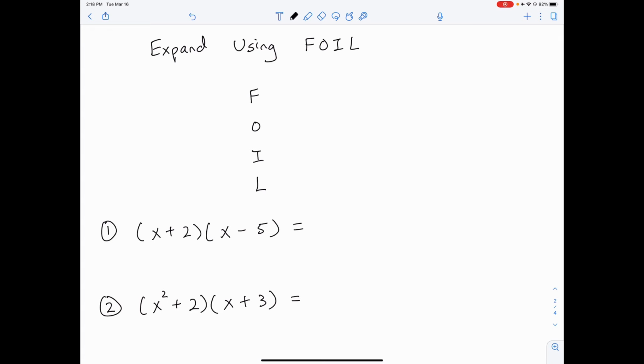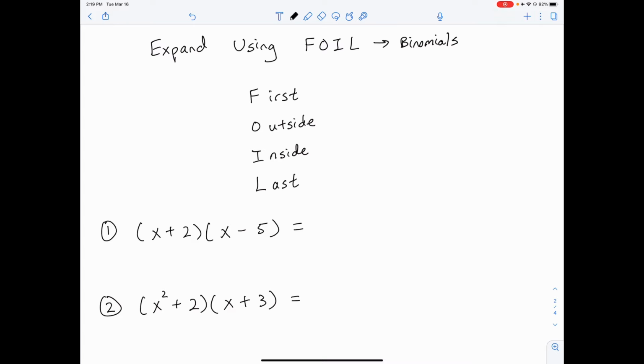We now take a look at something called FOIL. We use FOIL when we're dealing with binomials. Again, this acronym only applies to binomials. So what does FOIL stand for? The F stands for first, O stands for outside, I stands for inside, and L stands for last. So let's apply these to our examples and see how it works.